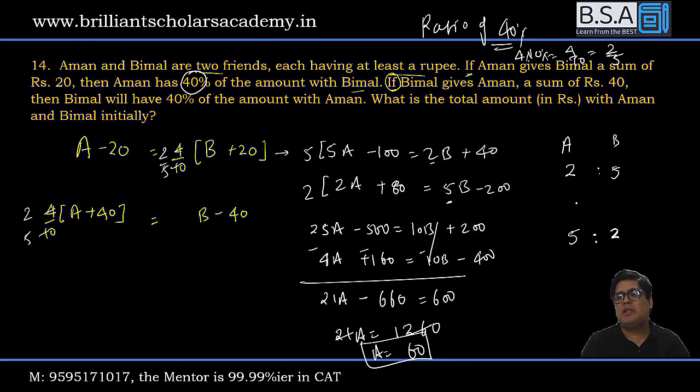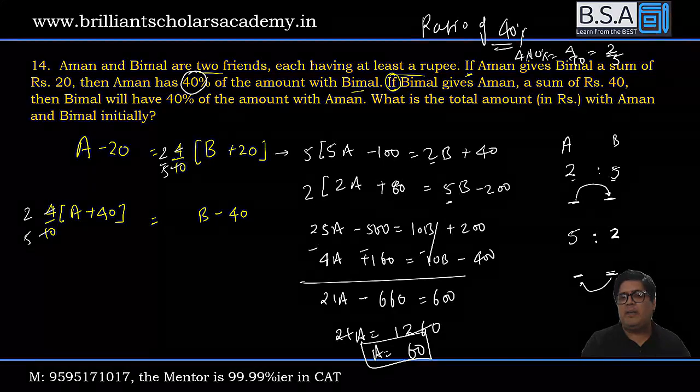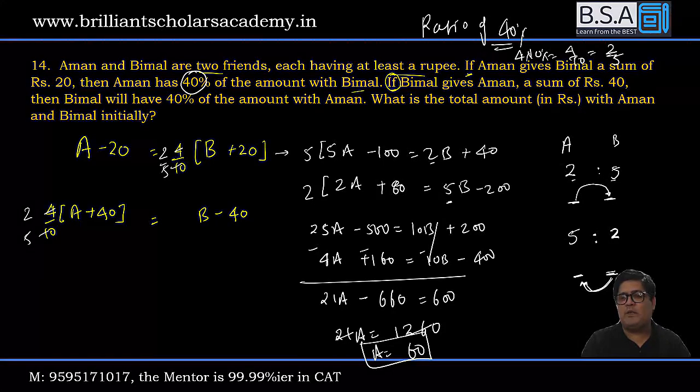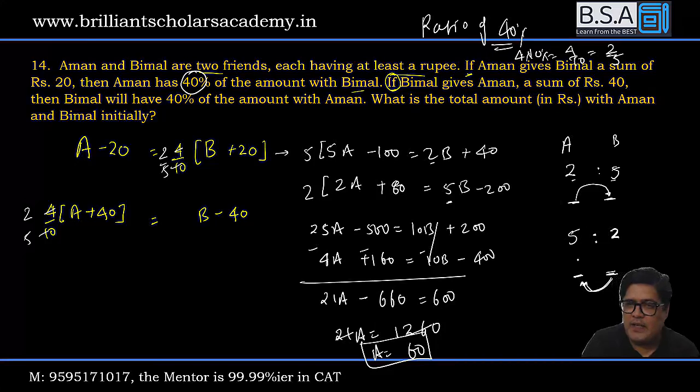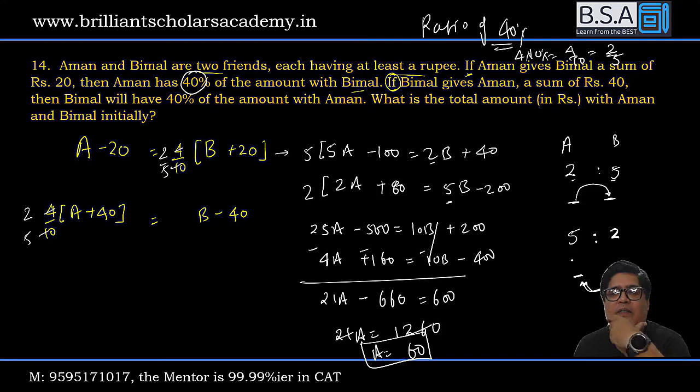So there was some amount here. 20 rupees were transferred. Because of that, the ratio is 2 by 5. There was some money, that was the original money. 40 rupees was transferred. That is why the ratio is 5:2. I'm simply guessing. I'm simply trying to see if a ratio approach is possible or not.